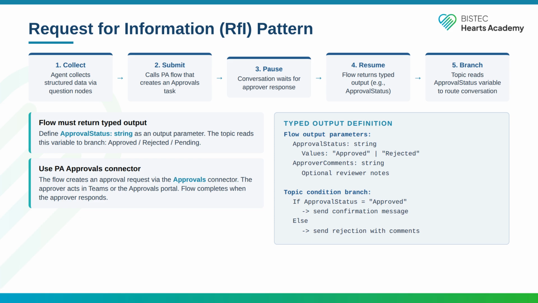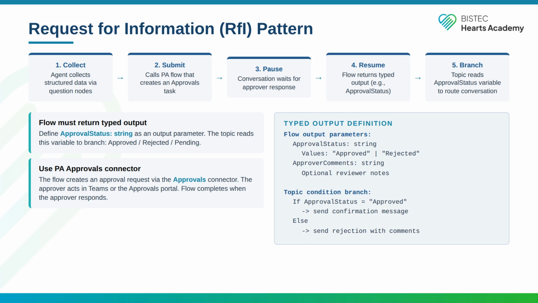In the second stage, the topic calls a Power Automate flow that creates an approval request via the Approvals connector. The flow sends an approval card to the designated approver, typically via Teams or the Approvals portal. In the third stage, the conversation enters a waiting state. From the user's perspective, their request has been submitted and is pending approval. The topic is not progressing. It is paused, waiting for the flow's output variables to be populated by the approver's action.